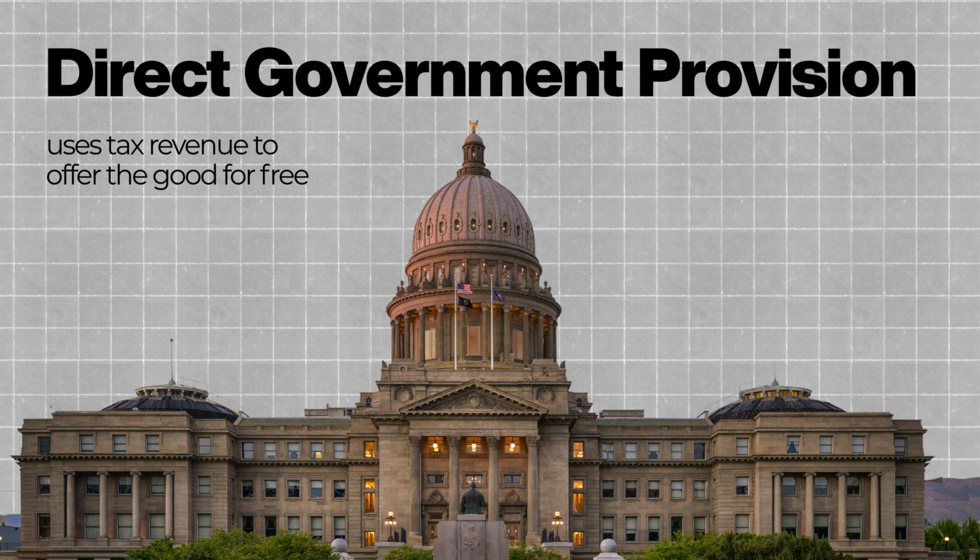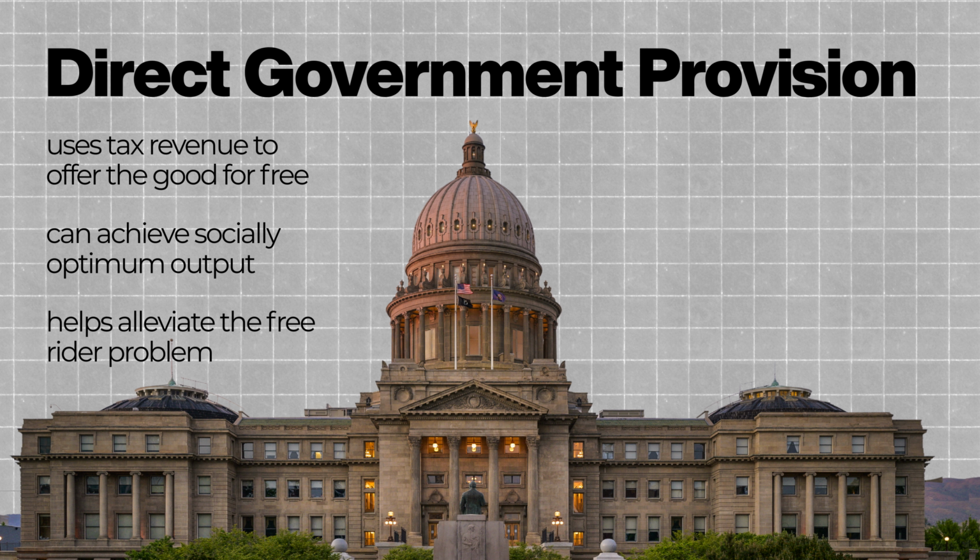The logic is simple. Since everyone benefits and no one can be excluded, the cost should be shared collectively through taxation. Direct provision allows society to achieve the socially optimal output because the government can produce at the level where the marginal social benefit equals the marginal social cost. It helps to alleviate the free rider problem because individual payment is no longer voluntary. It is built into the tax system.